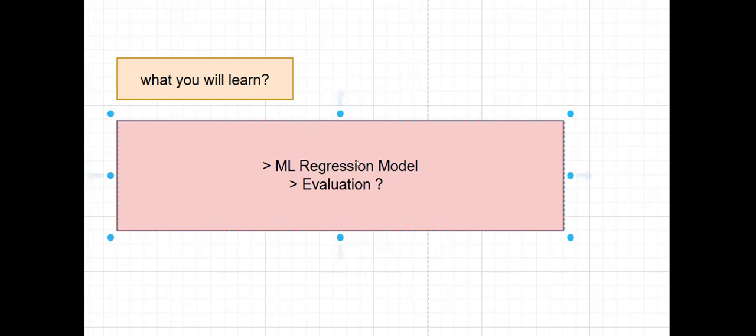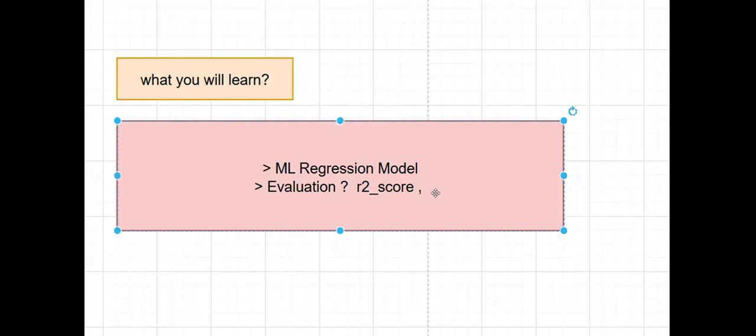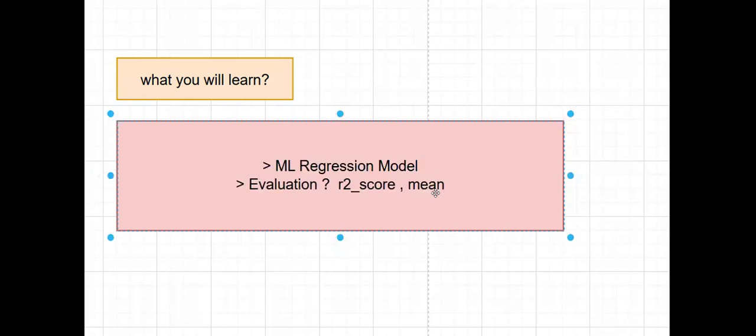For regression based ML models, you can evaluate those models by using R2 score, and you can also evaluate such regression based models by using one more parameter, that is mean squared error. These two methods are present in sklearn, that is scikit-learn.